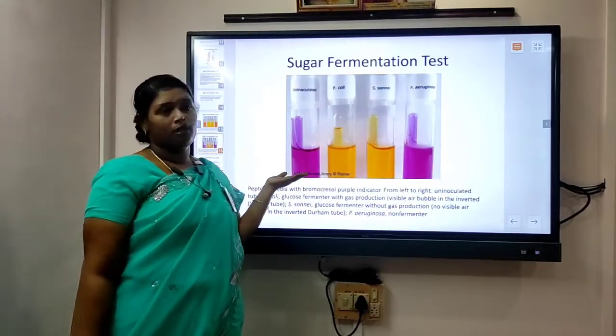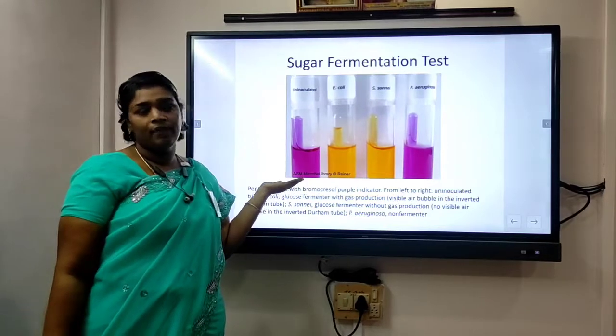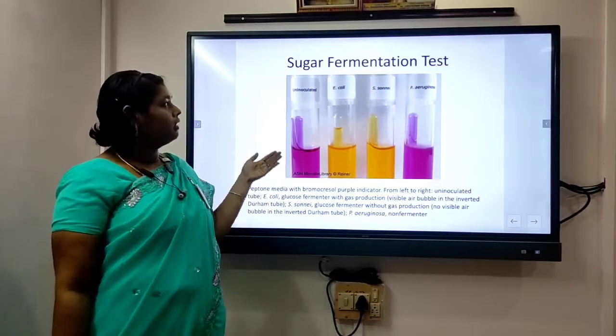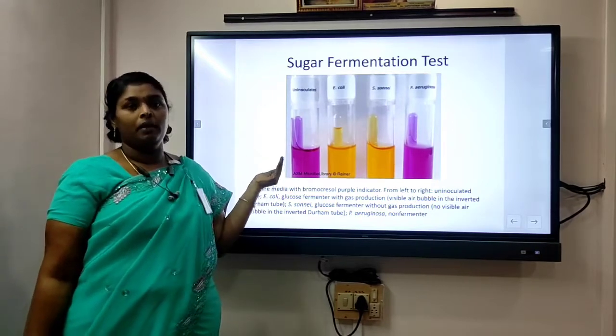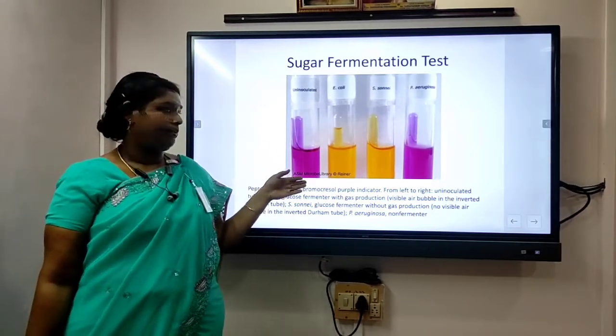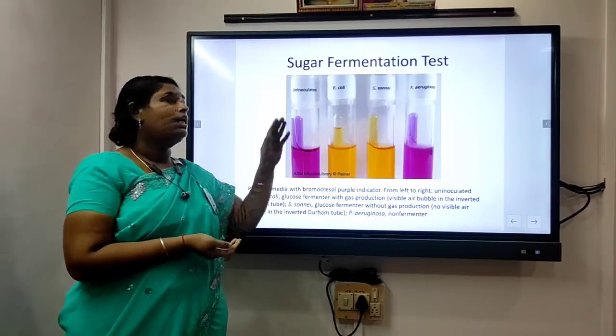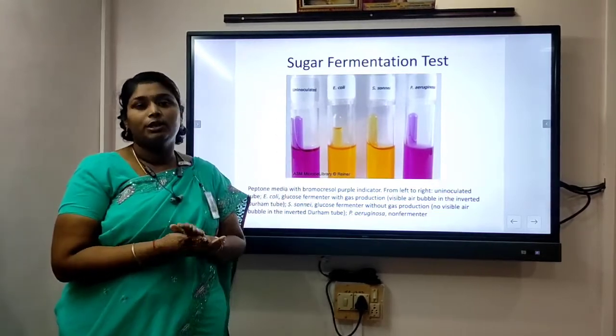So this is bromocresol purple. In the previous slide we saw that phenol red has been used in the medium. Here bromocresol purple can be used as an indicator in the medium, but the same reaction will be formed. So when acid has been produced, the medium will definitely convert into yellow color.